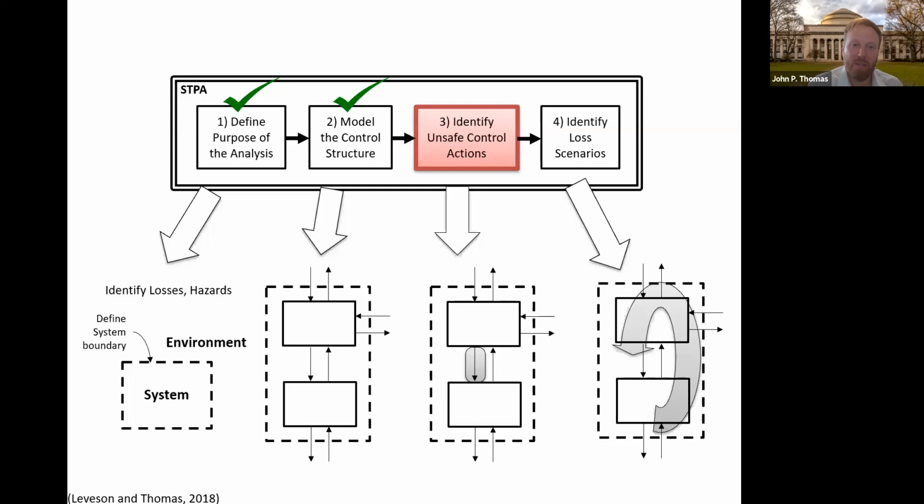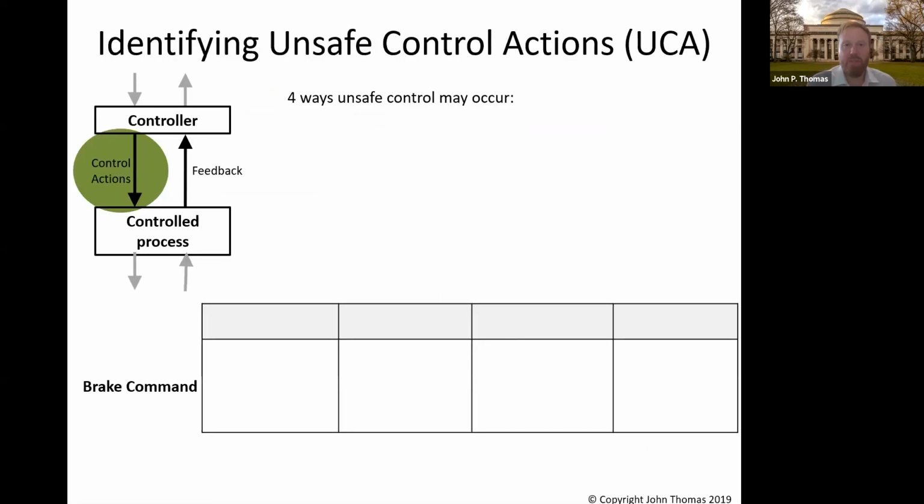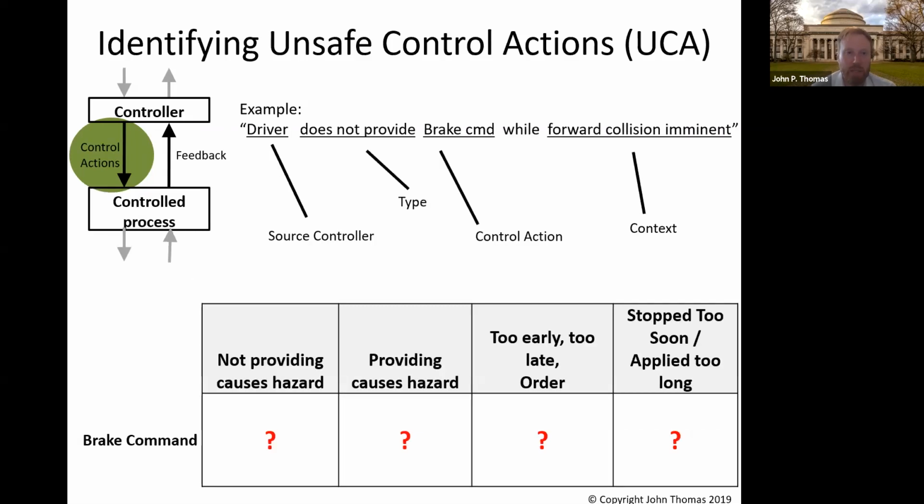All right, let's go to step 3. Step 3 is to identify unsafe control actions. Here's an example. Driver does not provide the brake command when a forward collision is imminent. That sounds dangerous, doesn't it?